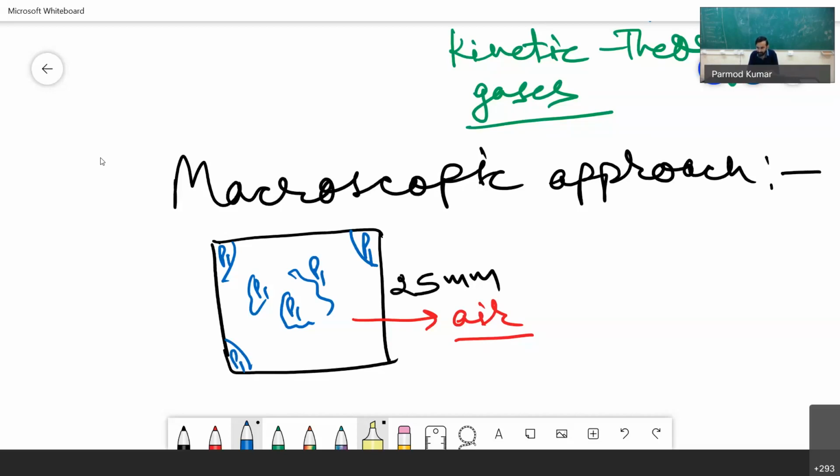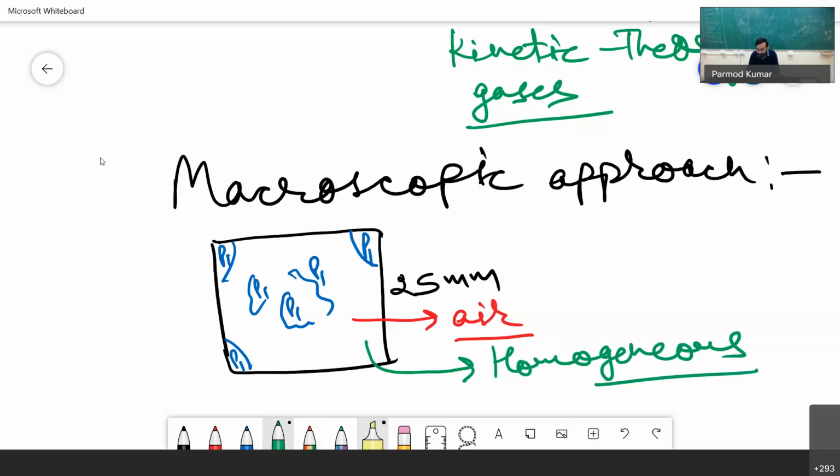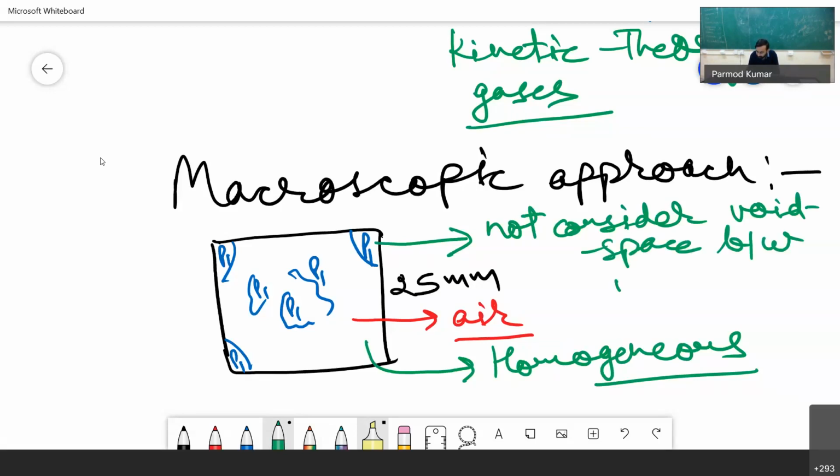So when we talk about the macroscopic approach, we don't go into the molecular details of the medium or the system. Rather, we try to perceive the bulk properties of the medium, considering that our medium is completely homogeneous. While we see that everywhere we have the same pressure and same temperature, it means we are not considering the void space between the molecules.